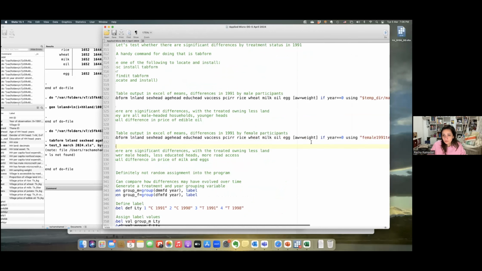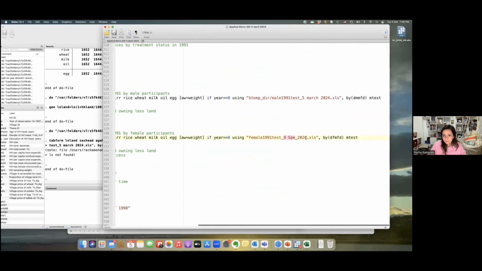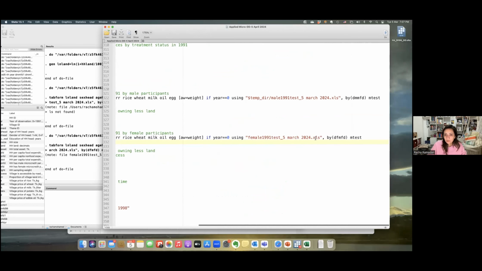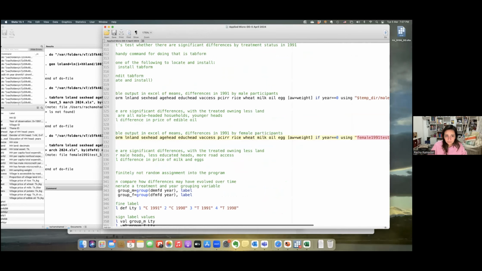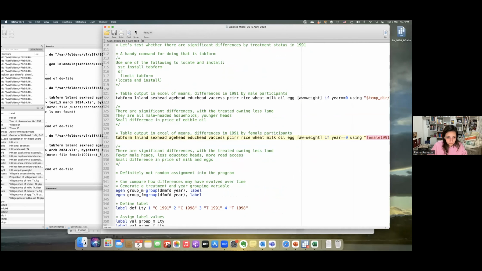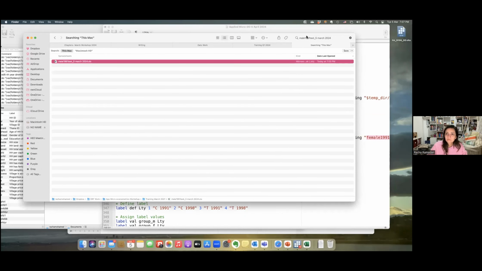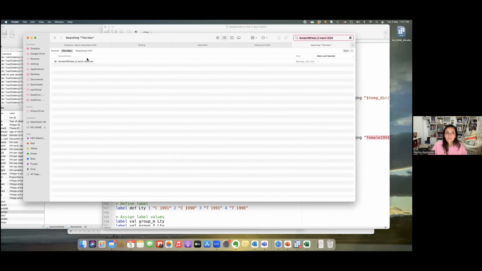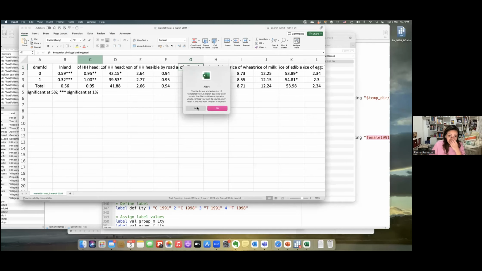Let me also change the year, so you will have your results correct. Okay. I will look for it on my computer. Here, the Excel file.